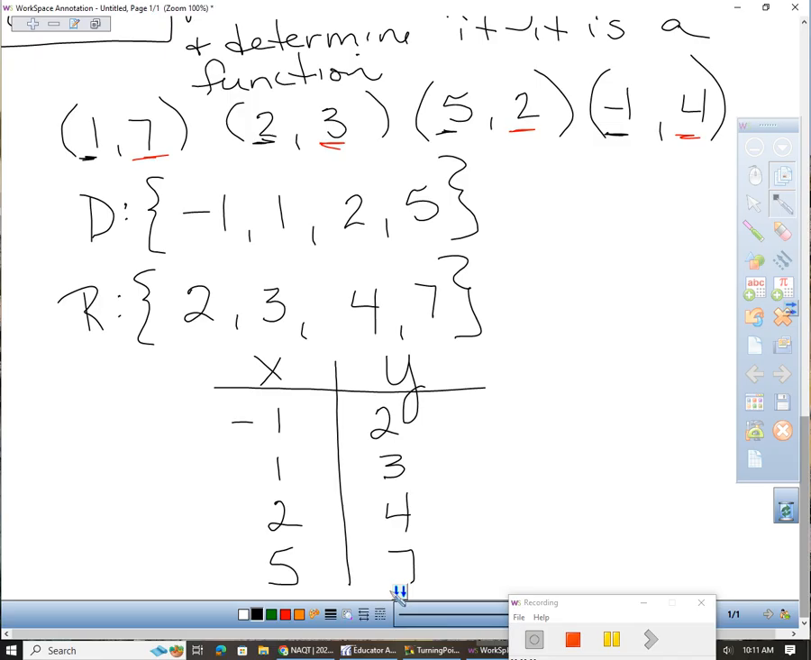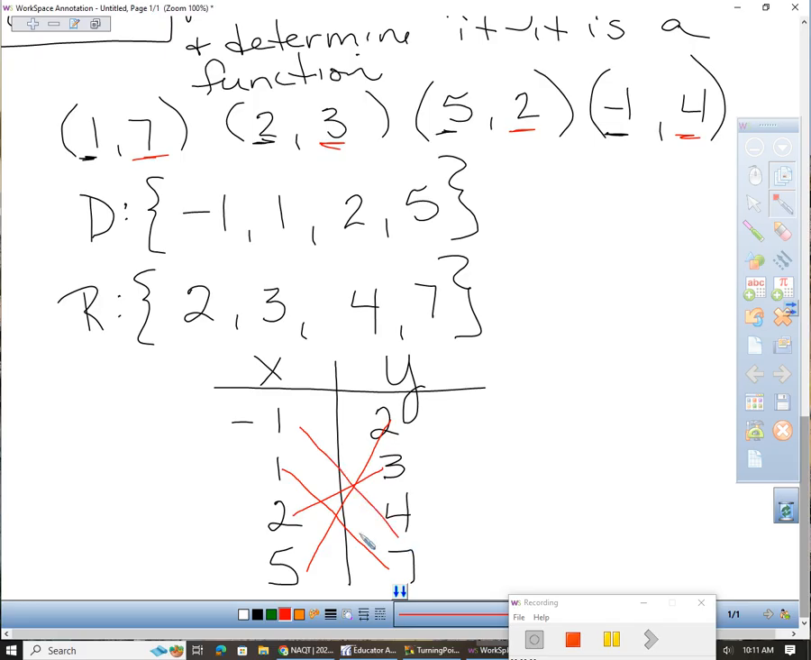Now we said for a mapping diagram, we got to connect the dots. So up here, I've got to connect 1 to 7. So from 1, I draw a line to 7. Here, I'm going to connect 2 to 3. I'm going to connect 5 to 2. And I'm going to connect -1 to 4. This is a mapping diagram.